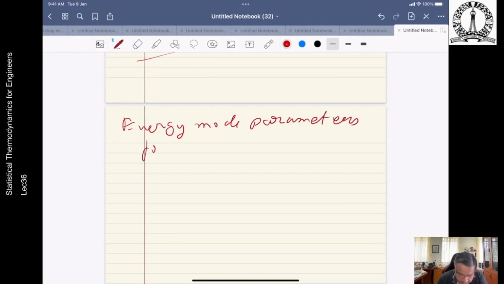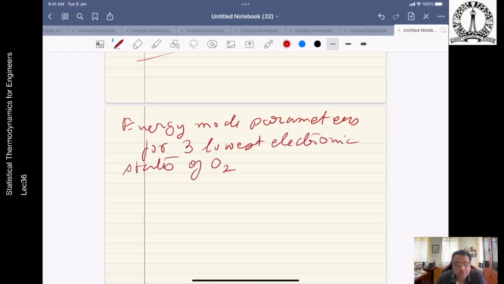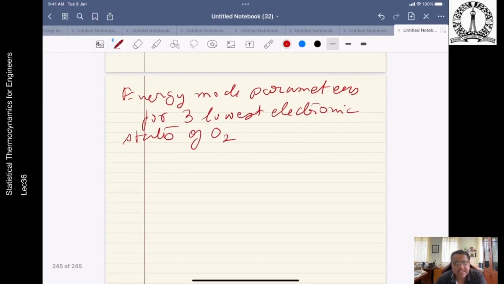Parameters for the lowest electronic states of oxygen, O2. This is essential because this is how these things are tabulated. Just to show how things are tabulated so that we can find out all these degeneracies and other things. There is T_e, then omega_e, and then omega_e x_e.